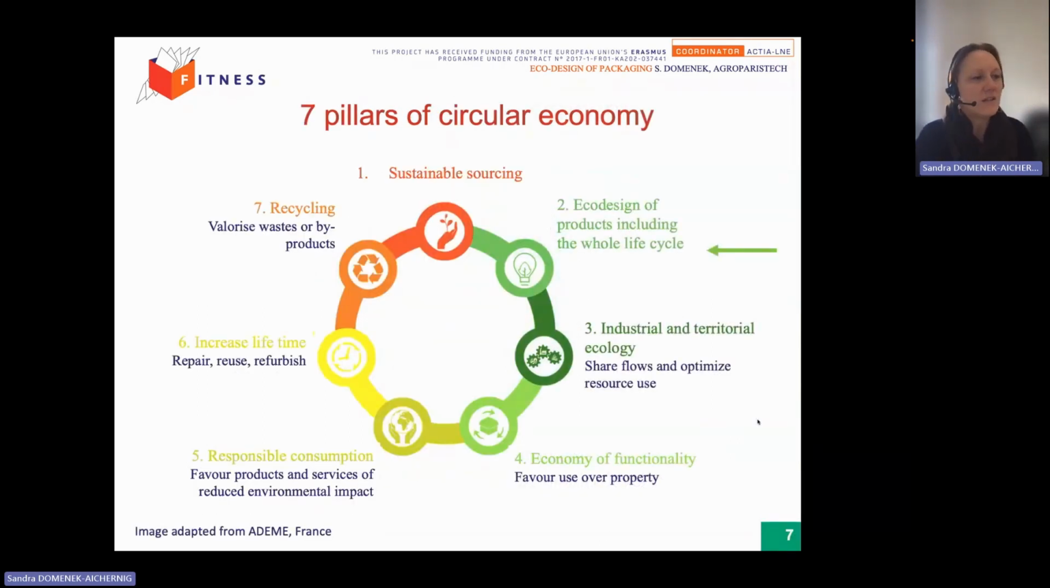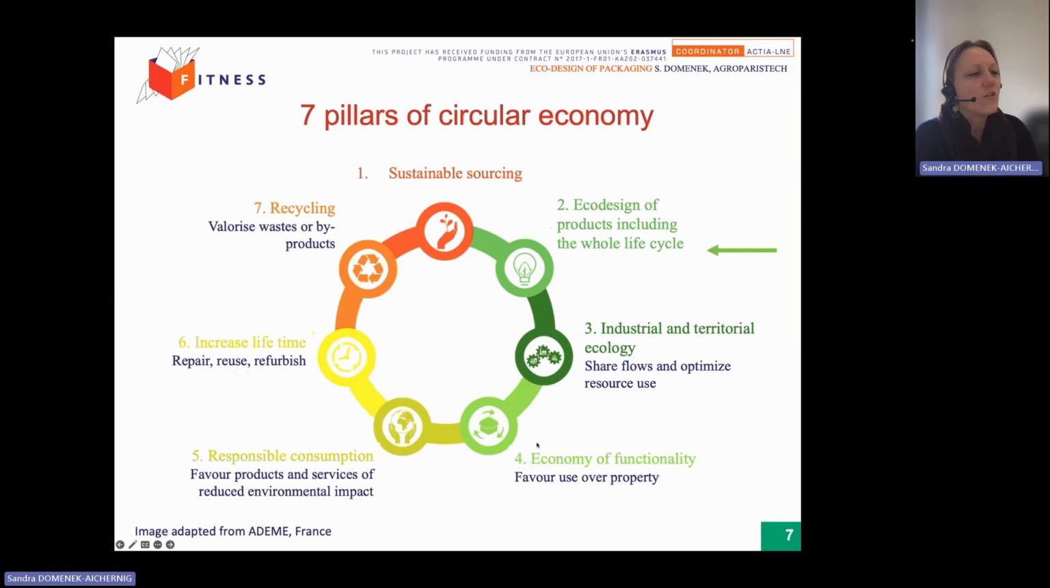This has 7 pillars. So when you're working in a circular economy, you should have a sustainable sourcing of the raw materials one is using. There should then be an eco-design of the products, which includes the whole life cycle of the product, and this is obviously what I'm going to speak about now. Then also part of the circular economy is to set up an industrial and territorial ecology, which helps to share flows on an industrial site, for example, and optimize resource use.